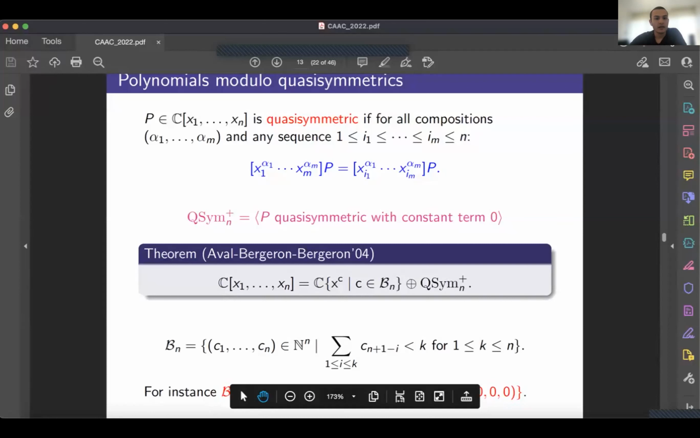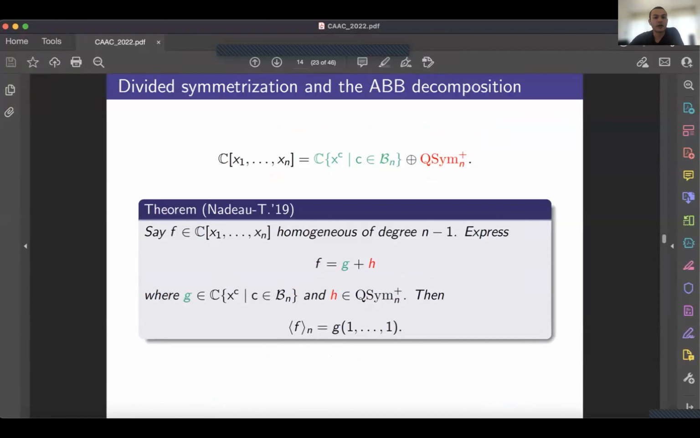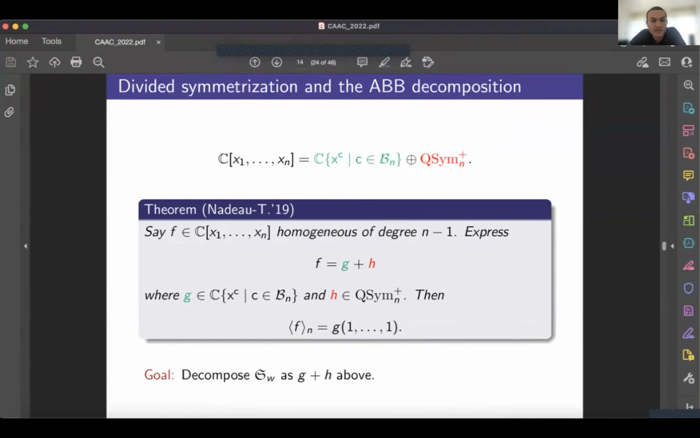Okay. All right. So how does this quotient help us? Turns out that if you take your polynomial and you want to compute its divided symmetrization, you can break it into its good piece, the ABB piece, and you can take away its bad piece, the piece that lies in the quasisymmetric ideal. Then the symmetrization I was doing over the symmetric group is actually an all ones evaluation of the good piece. So the task becomes to identify the good piece for Schubert polynomials. In other words, I want to reduce Schubert polynomials modulo the quasisymmetric ideal.